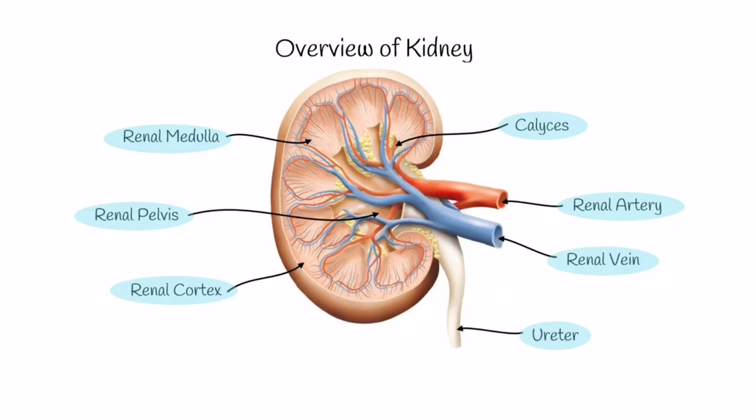Last is the renal artery and renal vein. The renal artery carries blood from the heart to the kidney. It supplies blood to the interior components of the kidneys. Once the blood has been used in the kidney and depleted in oxygen, it will exit through the renal vein.